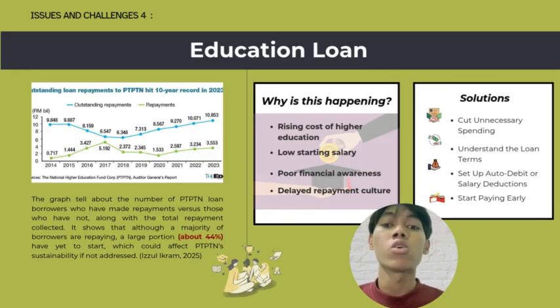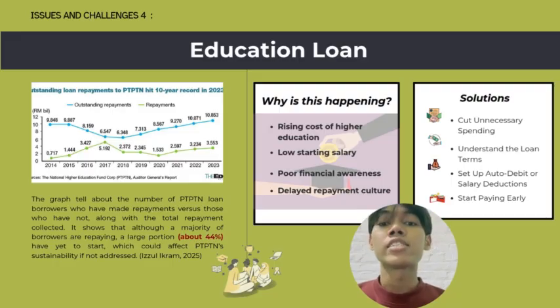As we can see on this slide, there is a graph that shows how many people have taken PTPTN loans and how many have actually started paying them back. Based on the data, around 44% of borrowers have not begun repayment yet. So, why is this happening?